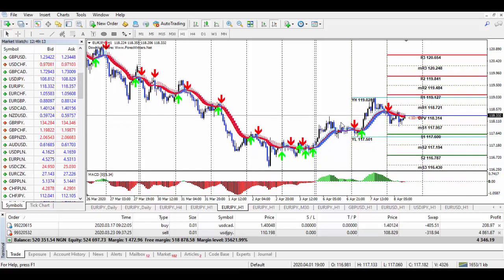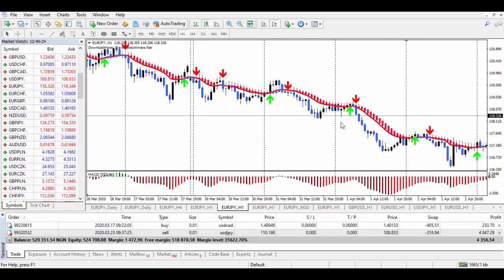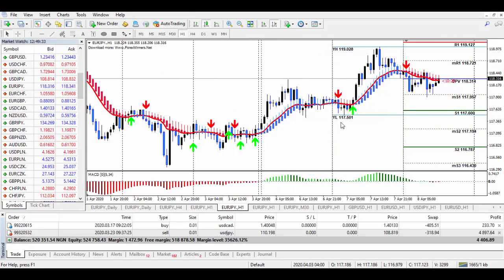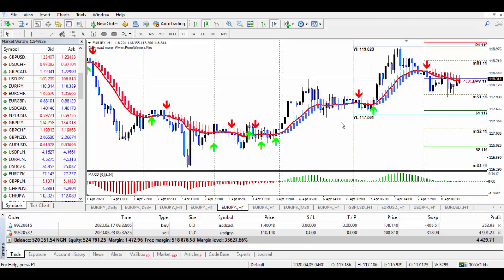On the MACD, you can see if it's red, it is a bearish momentum. If it is green above the zero line, it is a bullish momentum. So let's zoom in and see what the price is doing right now. We can see that it has actually turned from here because it gave us a failure swing here.